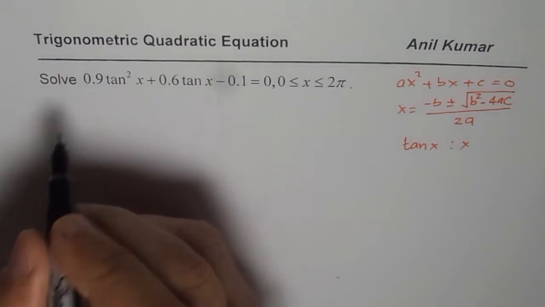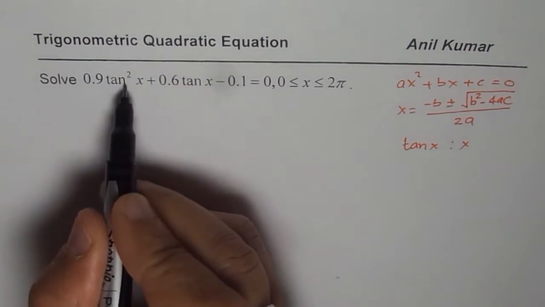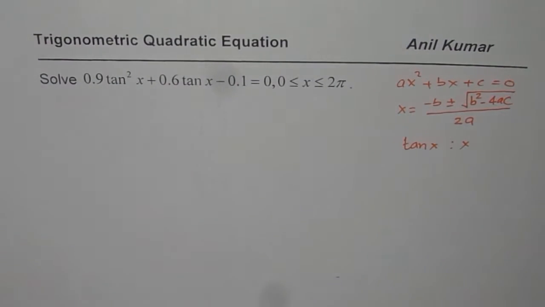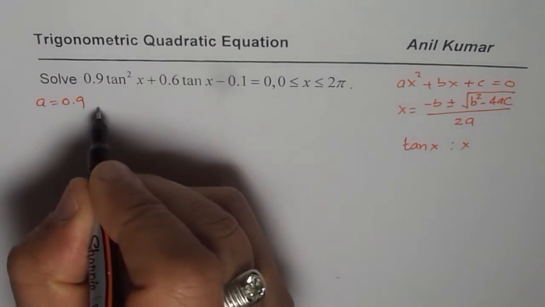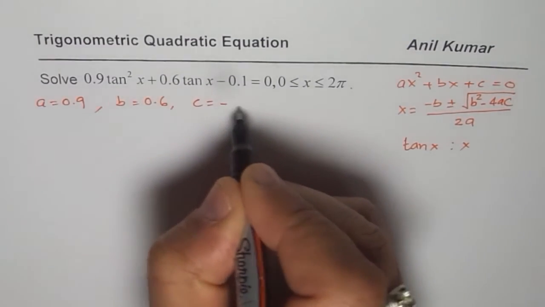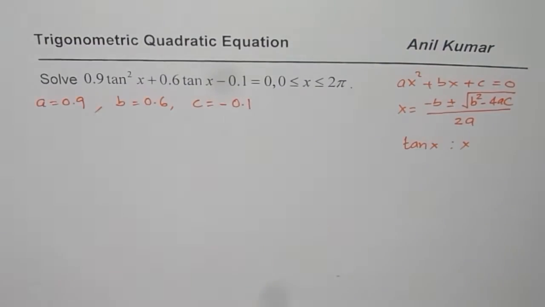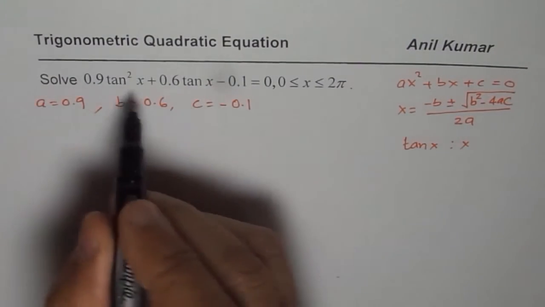So in that case, what is the value of a, b and c? Now a is the coefficient of tan square x. So we can say, let me write it in a different ink. So we have a as 0.9 and we have b as 0.6 and c is minus 0.1. So we'll apply the formula directly and find the value of tan x.